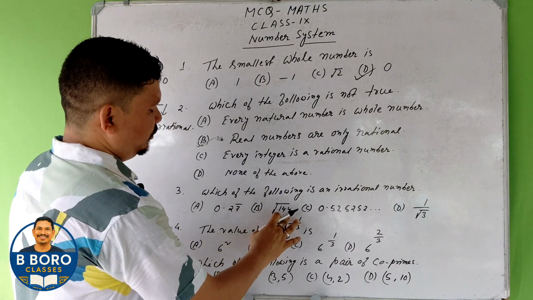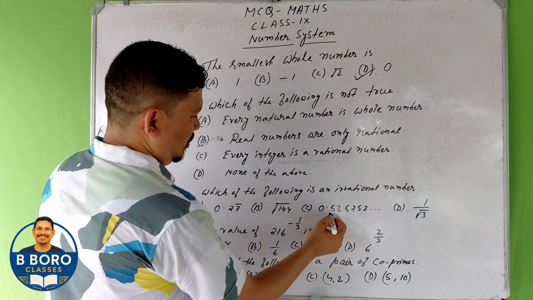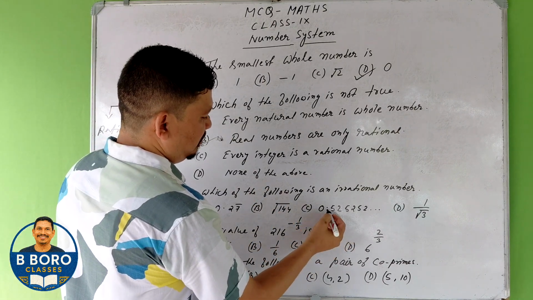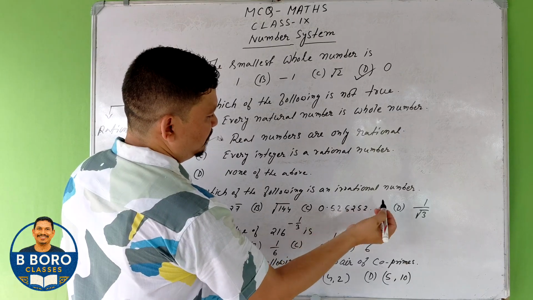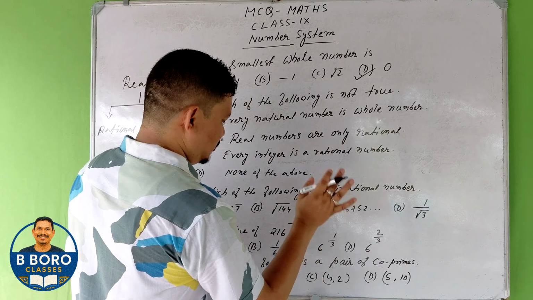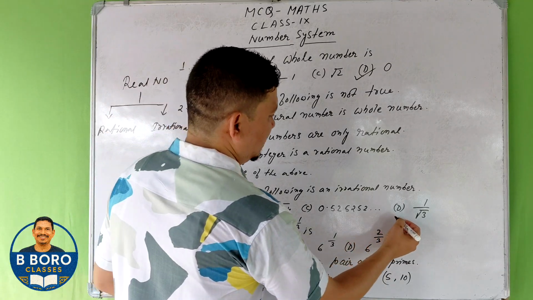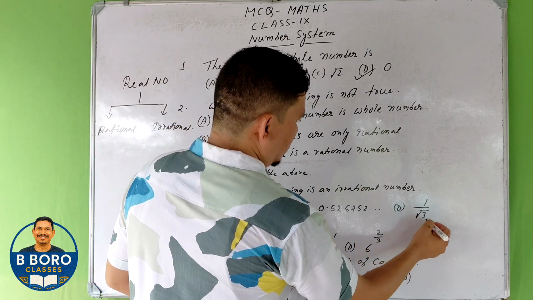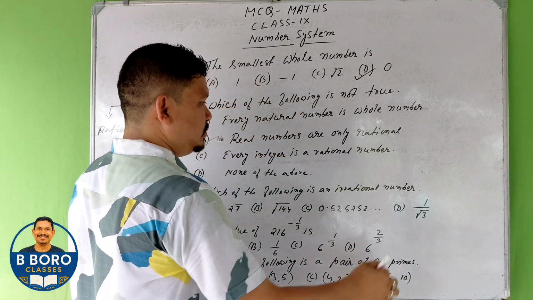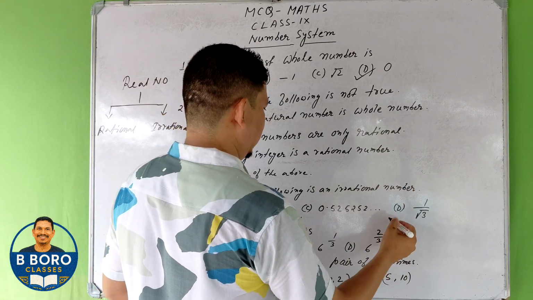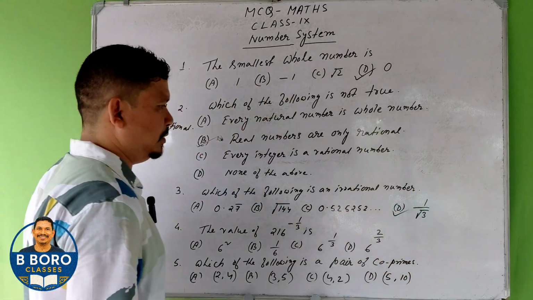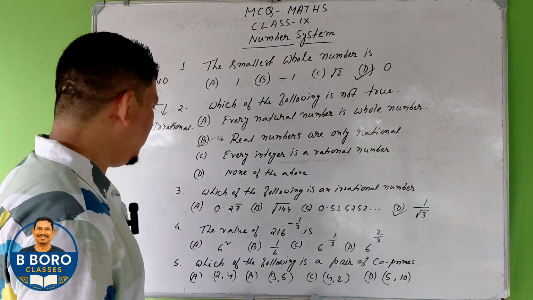Square root of 144 means 12. 0.5252, it indicates that after the decimal, 5252 is repeated. So it is non-terminating, but it is a rational number. But if we observe option D, 1 by root 3, root 3 is always an irrational number. So as a whole, 1 by root 3 is an irrational number. So the correct option is option D.